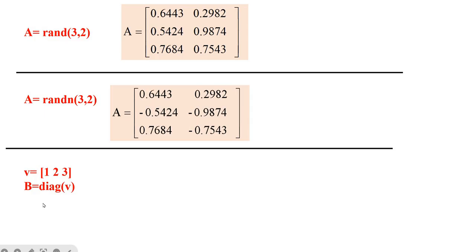Next, this is about the diagonal vector. Here we are giving the vector as input, that is V is equal to 1, 2, 3, and what must be the matrix which has to be created? B is equal to diagonal of V. That is, we have to create a matrix B. We need to generate a matrix B with the diagonal elements as 1, 2, 3. So this will be the output. B is equal to 1, 0, 0, 0, 2, 0, 0, 0, 3. So these are the diagonal elements.